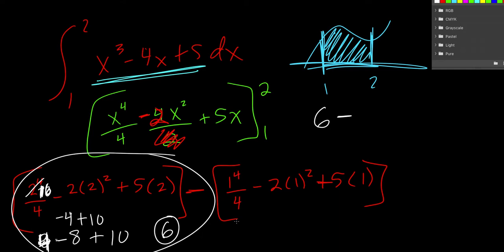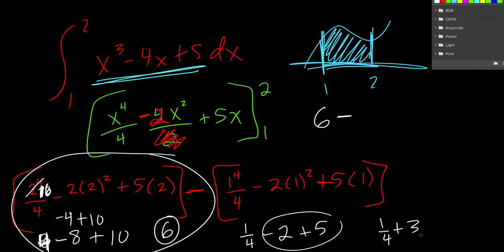So 1 to the 4th is just 1. So we get 1/4. 2 times 2, or 2 squared, 1 squared is 1 times negative 2 is negative 2. And then 5 times 1 is 5. Okay? Combining those, we get a 3. So we have 1/4 plus 3. And so if I do a 4 on the top and the bottom, we get 1 plus 12 over 4. So minus 13/4 is what we get over there.